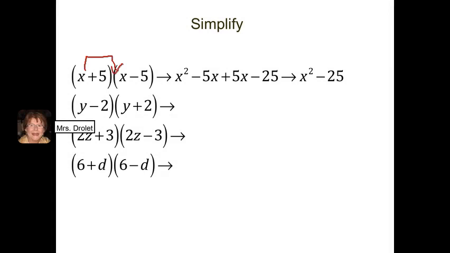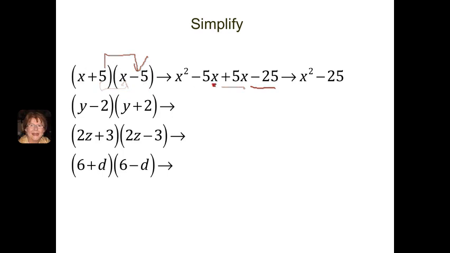X times x is x squared. Our outside terms, x times -5 is -5x. Our inside terms, +5 times x is +5x. And our last terms, +5 times -5 is -25. And then we collect our like terms.